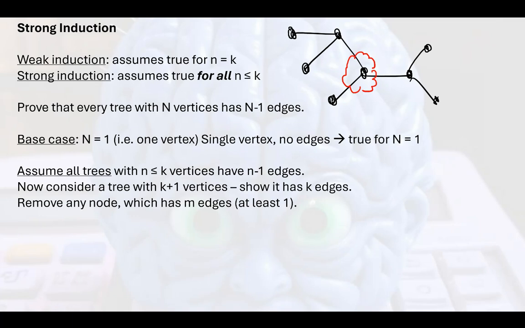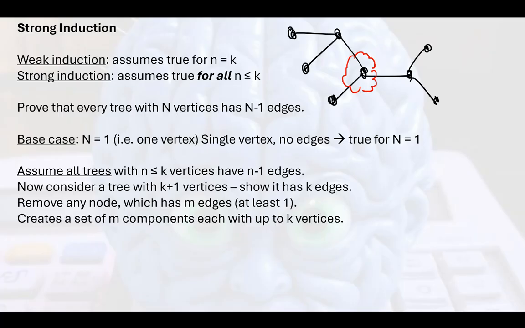Now that node has m edges. It must have at least one edge. So we've got rid of that node, and in this case it's got 3, but we've got m edges that have been removed. And what we end up with is a set of m components, each with up to k vertices. So what you can see here, we've got a component over here, or a subgraph. We've got one over here, and we've got one over here.